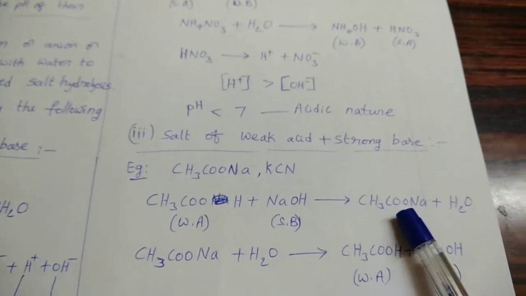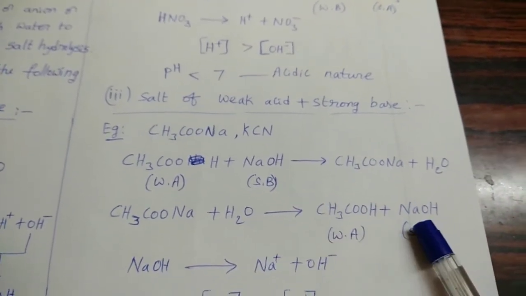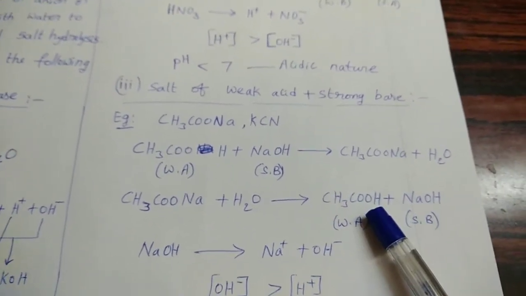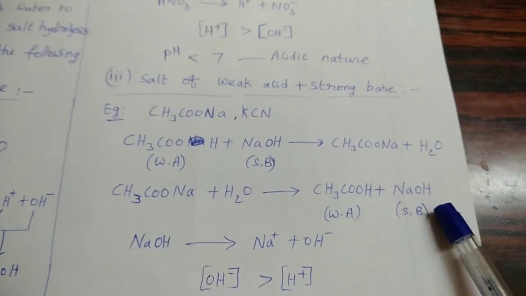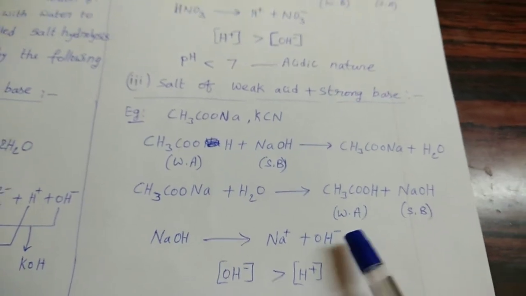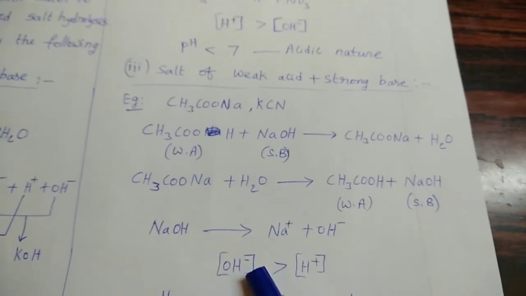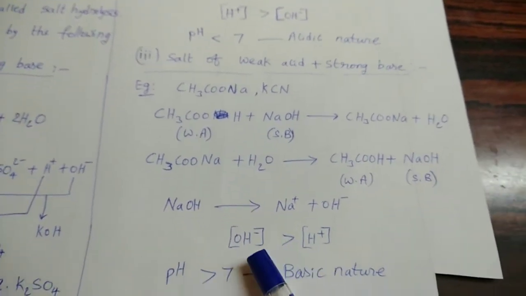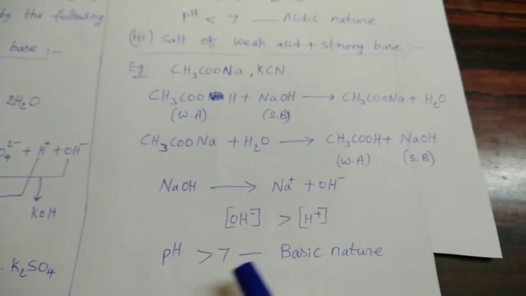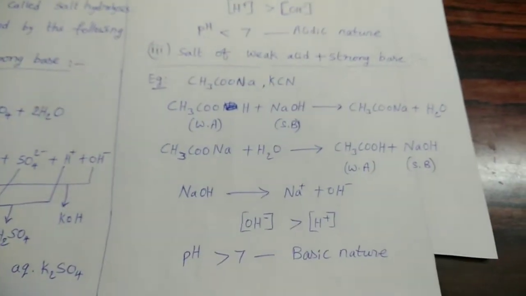Now this salt is added to the water. We can get CH3COOH plus NaOH. It is a weak acid. It is a strong base. So weak acid means degree of ionization is very less. Strong base, it can ionize completely and produces OH- ions. So the aqueous solution of CH3COONa having more quantity of OH- ion. That means OH- ion concentration greater than H+ ion concentration. So pH greater than 7. The nature of the resulting solution is basic nature. Okay. We will meet in the next class.